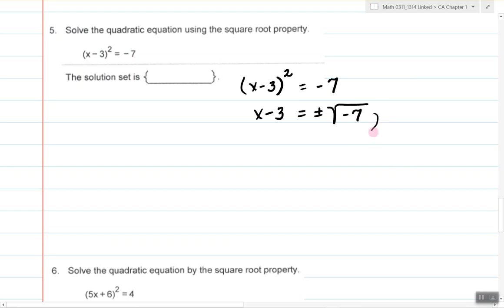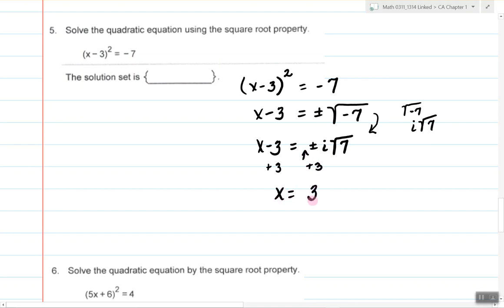Can you simplify this? Well, the square root of negative 7 is i times the square root of positive 7, and that's all you can do with that. So I have x minus 3 is equal to plus or minus i square root of 7. I need to add 3 to both sides.